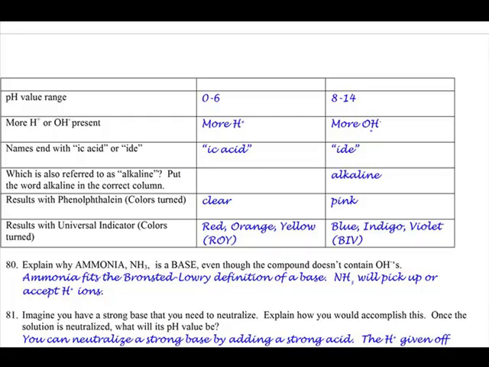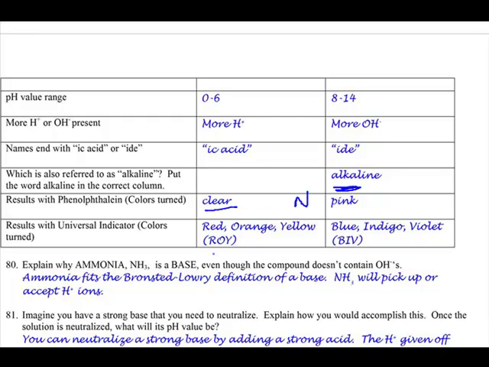Acids have more H's, hydroxides, or bases have more hydroxides or OH's. You can see how they end. The word alkaline is associated with base. In phenolphthalein, acids are clear, so are neutral solutions for that matter, and they only turn pink in medium to strong bases. And then if you use the universal indicator, it's normally green. However, if it's in an acidic solution, it's in the red, orange, or yellow side, and if it's in the basic side, it's in the blue, indigo, violet side.